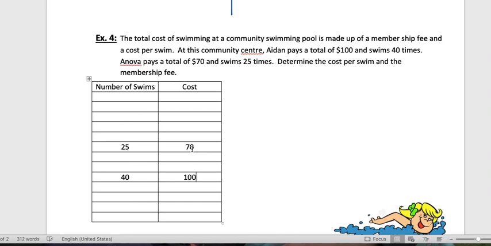So I left some blanks on purpose. So you guys are to determine the cost per swim and the membership fee. This is asking for the rate of change. So you're going to have to use slope formula with the points that are given. And then I want you guys to try to come up with the cost per swim.